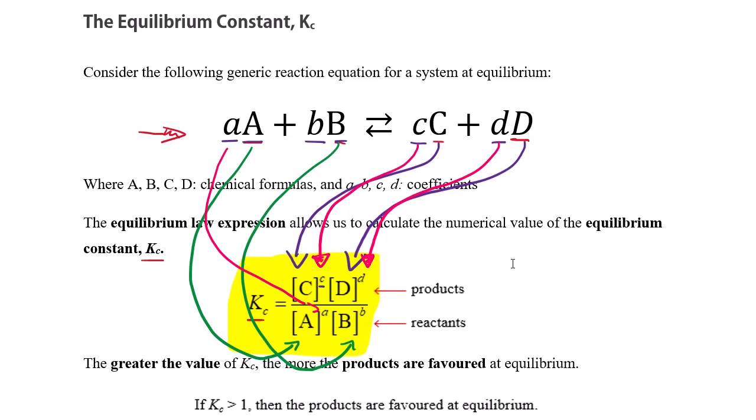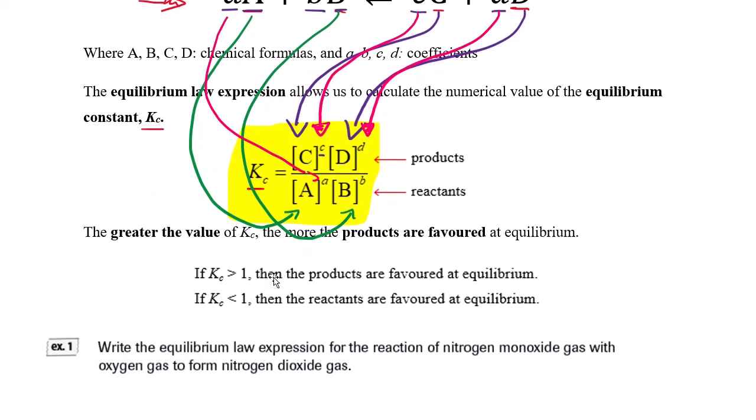And when I calculate that mathematically, the number that comes out will be my equilibrium constant, my Kc value. And we can think about this, right? Products are on the top, reactants are on the bottom. So if my concentration of products is high, I'm going to have a large number on top of a smaller number, and that's going to give me a Kc value that's greater than 1. So if a Kc value, an equilibrium constant, is greater than 1, that means that the reaction is products favored.